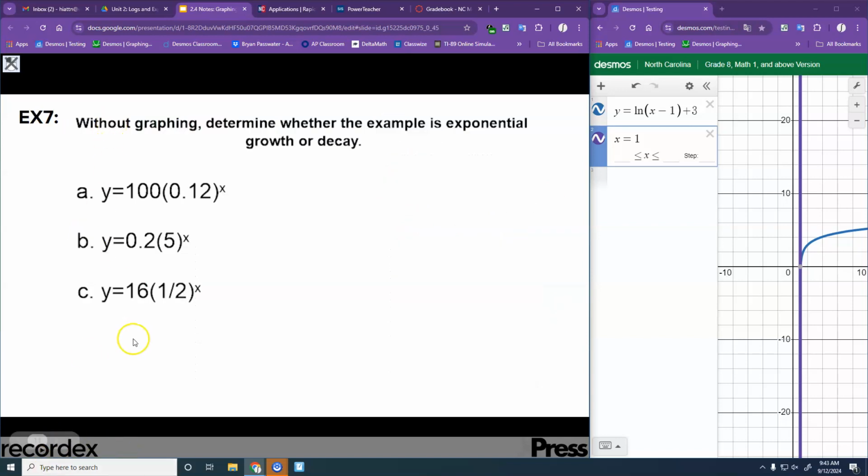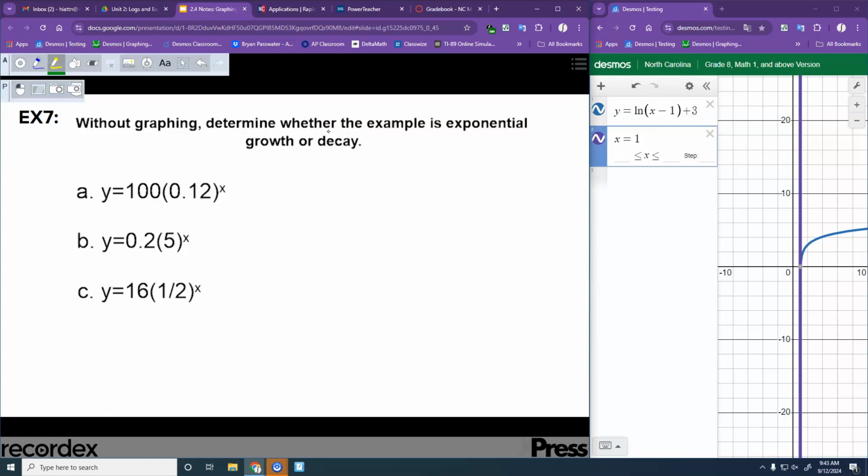So, let's just look at this. Without graphing, determine whether the example is exponential growth or decay. All right. So if we want to know if this is exponential growth or exponential decay, which number do we need to look at? The number inside the parentheses, the one being raised to the power. If I've got 0.12, is that growth or decay? That is decay because it is less than 1, right?